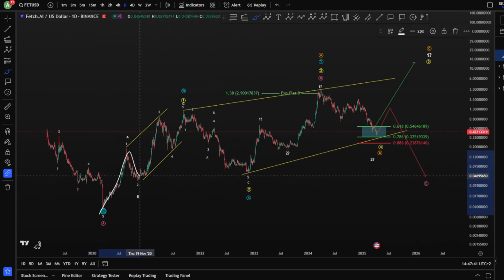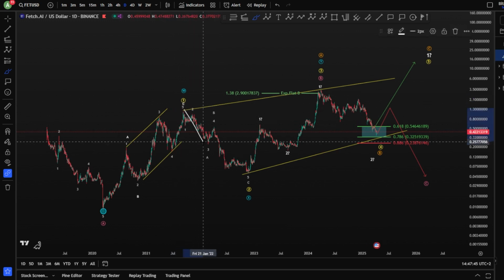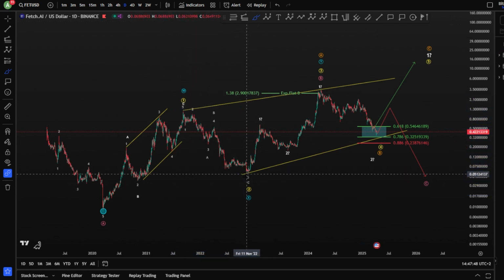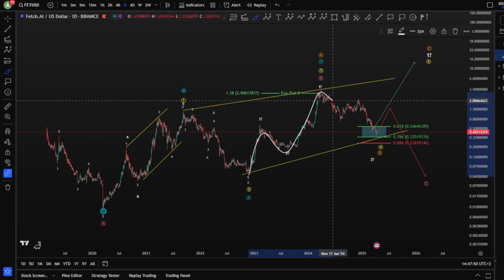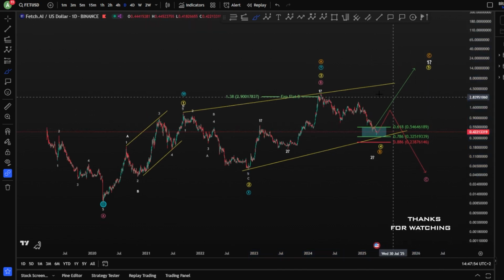We have, of course, a 1, 2, 3, 4, 5 impulse toward the upside, finishing wave 1 in the yellow. ABC, of course, corrective for wave 2, and then 1, 2, 1, 2 potentially here, and then looking for a massive wave 3 toward the upside.